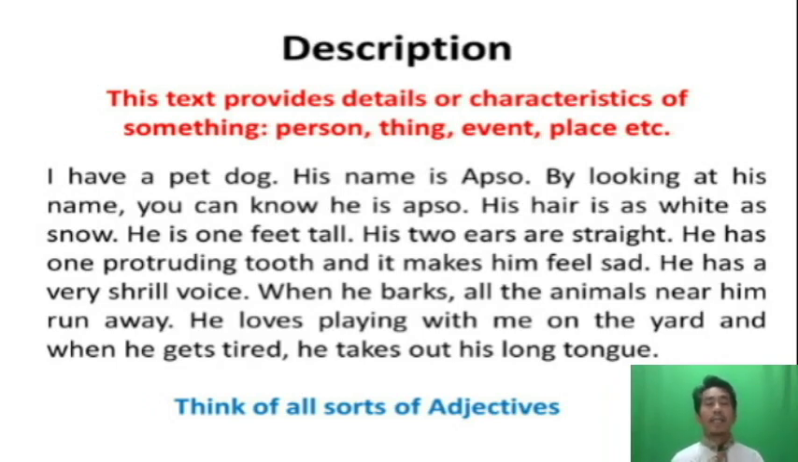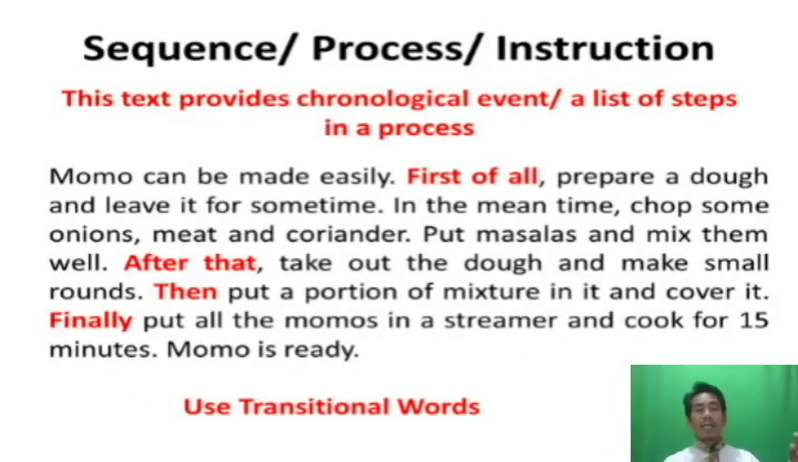So let us move on to the next one, and the second is sequence, process, instruction. All these come under the same. By looking at the word, you will get some idea. First one is sequence, one by one. Second one is process. Third one is instruction. This text provides chronological events, one by one, and a list of steps in a process. So this type of text is called sequence.